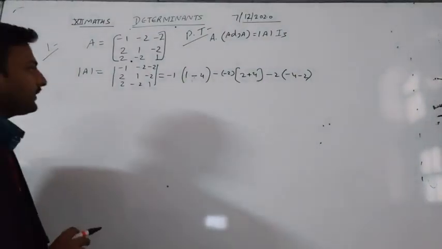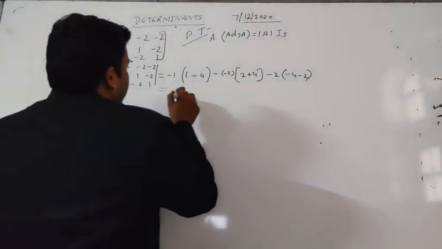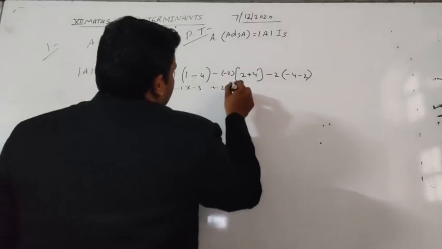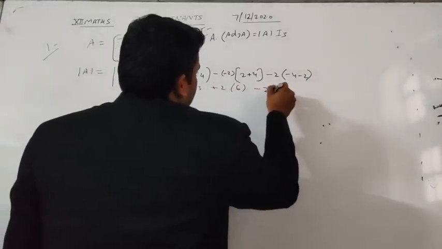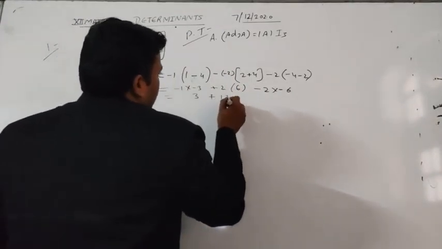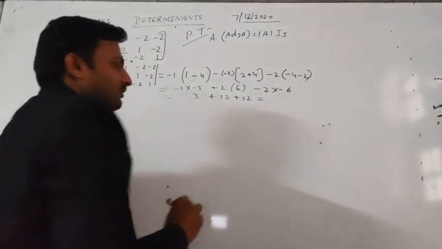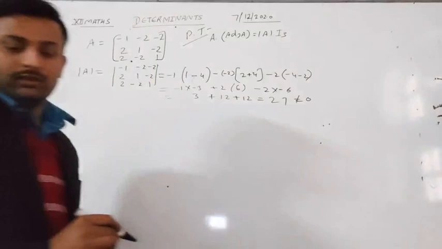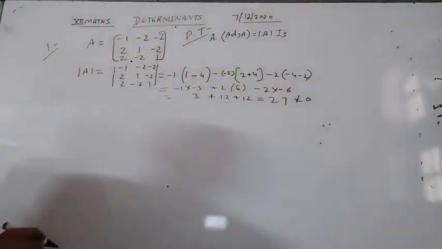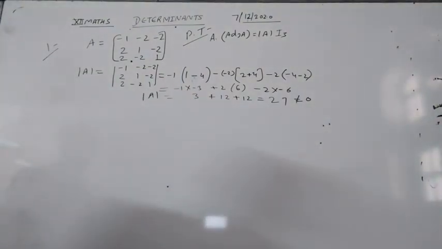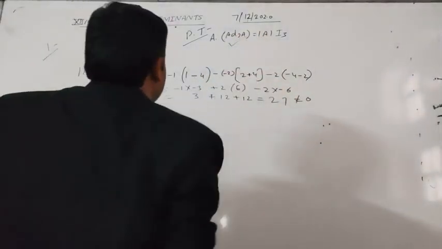So this is -1 into -3, and this is +2 and 6. This is -2 into -6. So it will be 3 and 6 is 12, plus 12, so 24, and 3 is 27. This is not equal to 0. So the determinant of A is 27.